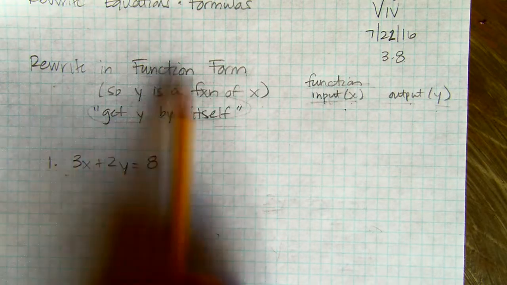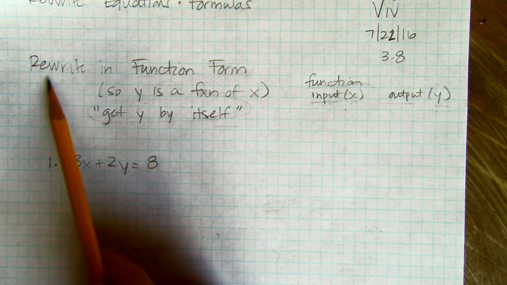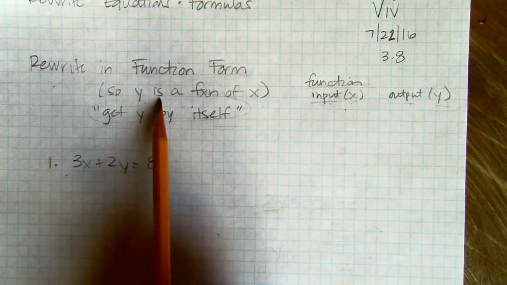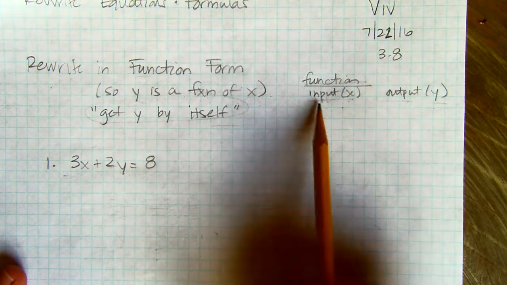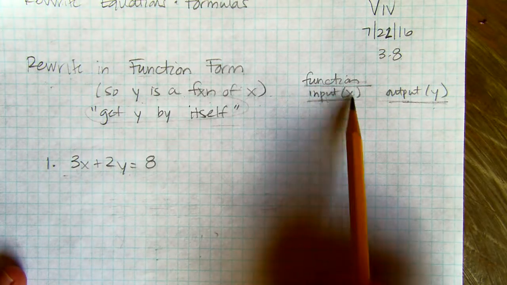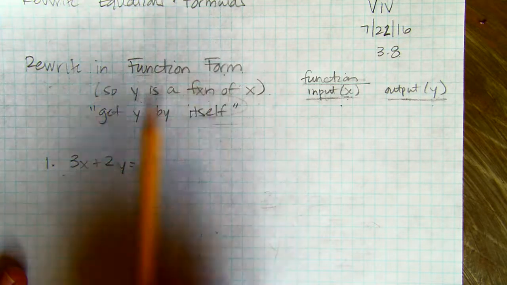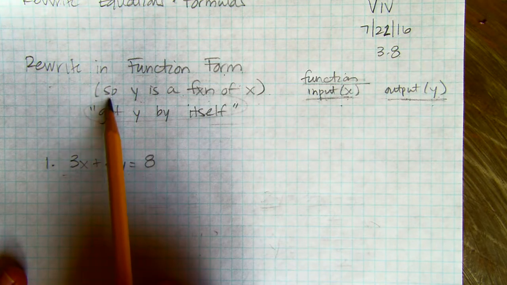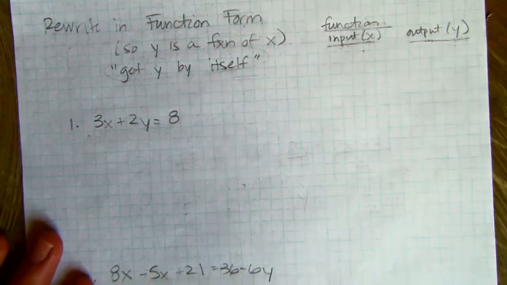3.8. The first set of instructions say rewrite in function form. You might also see it as rewrite so that y is a function of x. Again, a function means there's an input and an output, and it's very common for the input to be x and the output to be y. So when we're writing in function form, or when we are writing so that y is a function of x, we are getting y by itself.